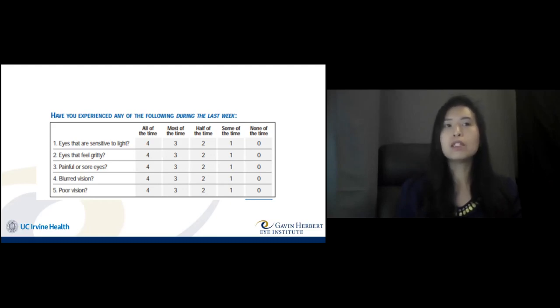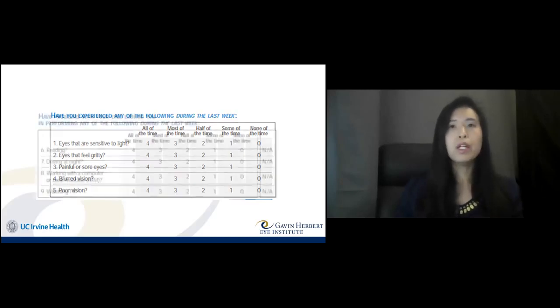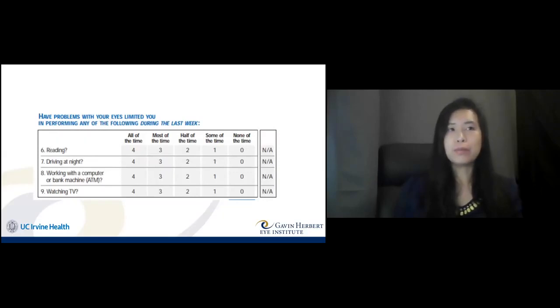So the first symptom is eyes that are sensitive to light. And the second question is eyes that feel gritty. The third one is painful or sore eyes. And the fourth is blurred vision. And the fifth is poor vision. So write a numerical score for each of those 5 questions, depending on how often you have experienced that particular symptom in the last 1 week.